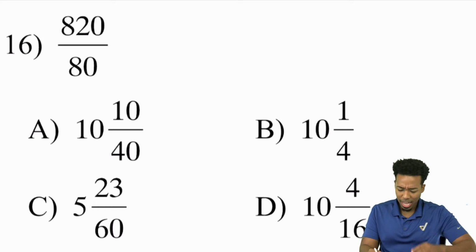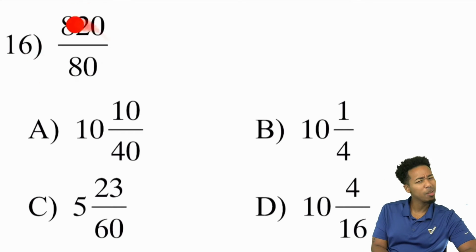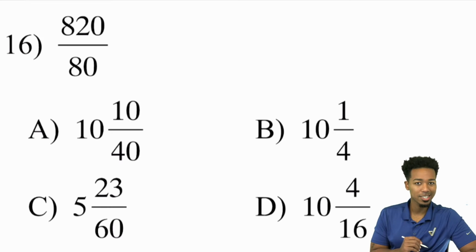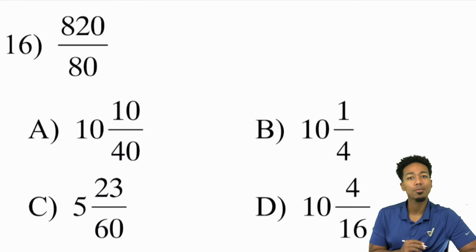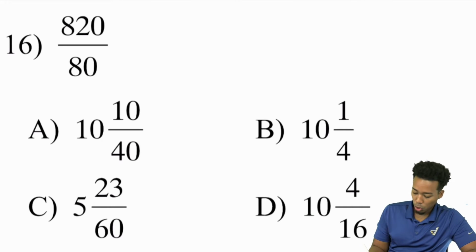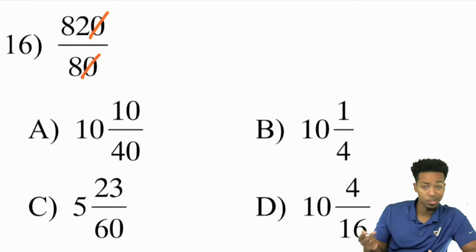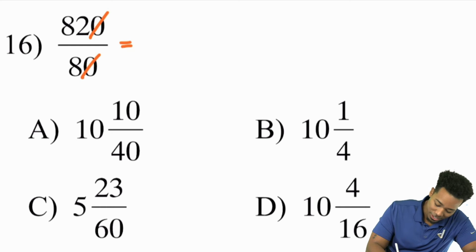820 and 80, what do they both have in common? Well, what they both have in common is that they end in 0. If numbers end in 0, that tells me they're both divisible by 10. And the shortcut way to divide by 10 is to take away that 0. Take away that 0. So now we have 82 over 8.